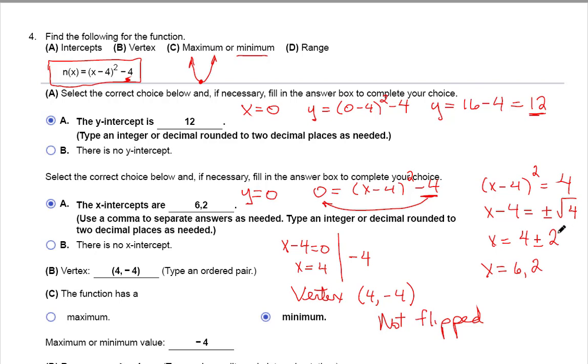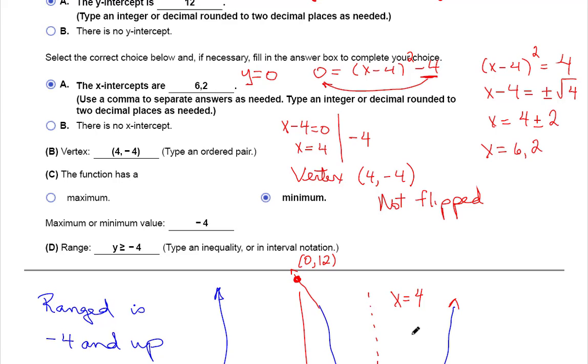Square root of 4 is 2. So my answers are 4 plus or minus 2. 4 plus 2 is 6. 4 minus 2 is 2. So they are at 6 and 2. And we use a comma to separate the answers. Let's see my vertex. Well, we knew it was at -4. This part was a left or right. X minus 4 is 0. X is 4. And it's not flipped over, we said.